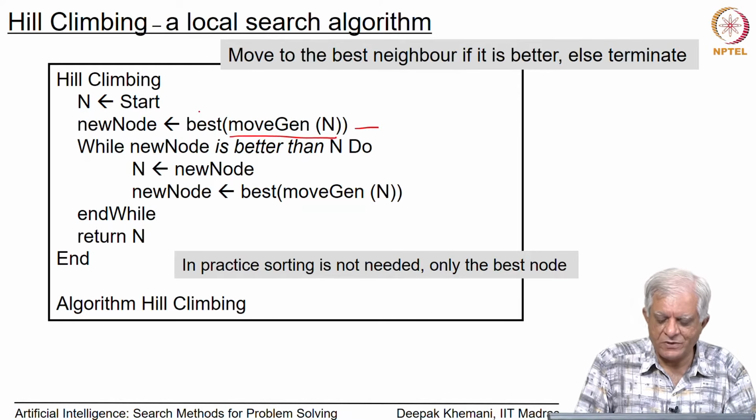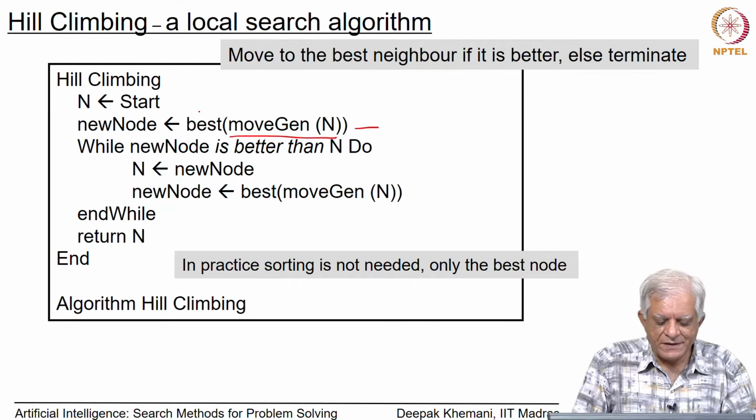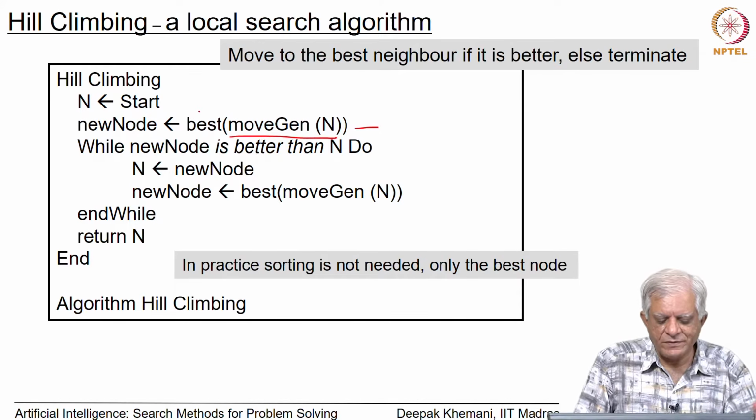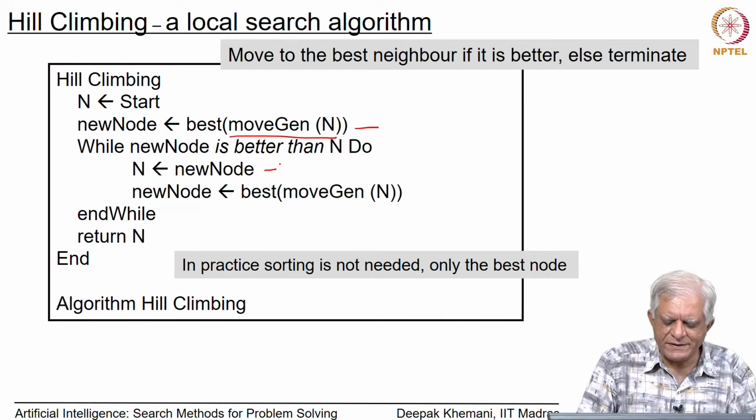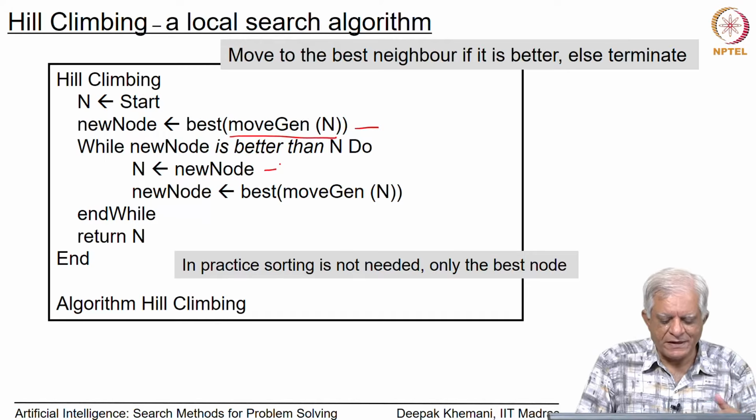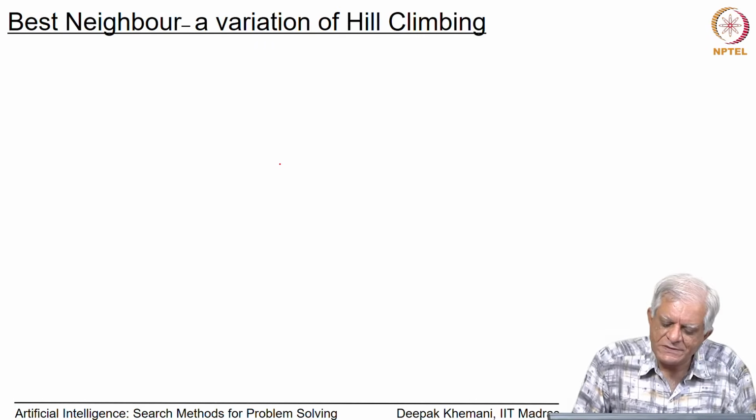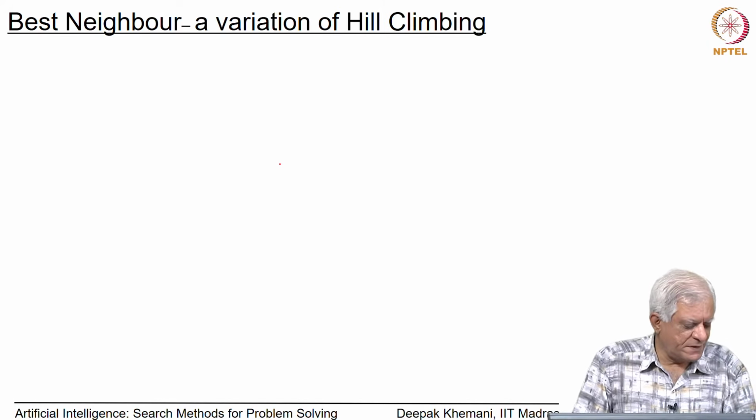And while the new node is better than n, it would be higher in the case of maximization, lower in the case of minimization, but we will just use the generic term better. So, while the new node is better, you move to the new node, and then generate the next best neighbor, and as long as that remains better, we keep moving to that essentially.